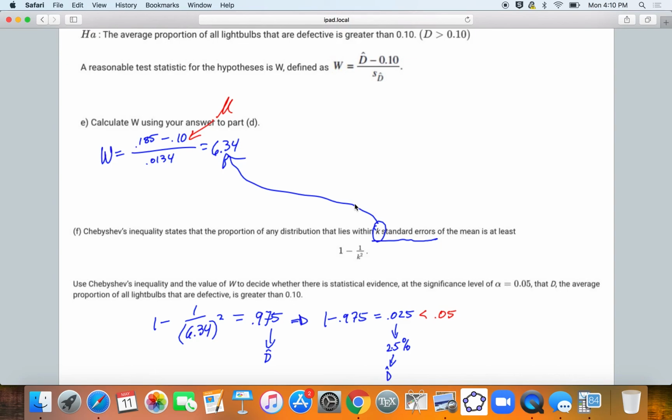So our conclusion is that we do have significant evidence that the average proportion of defective light bulbs is greater than 0.10.